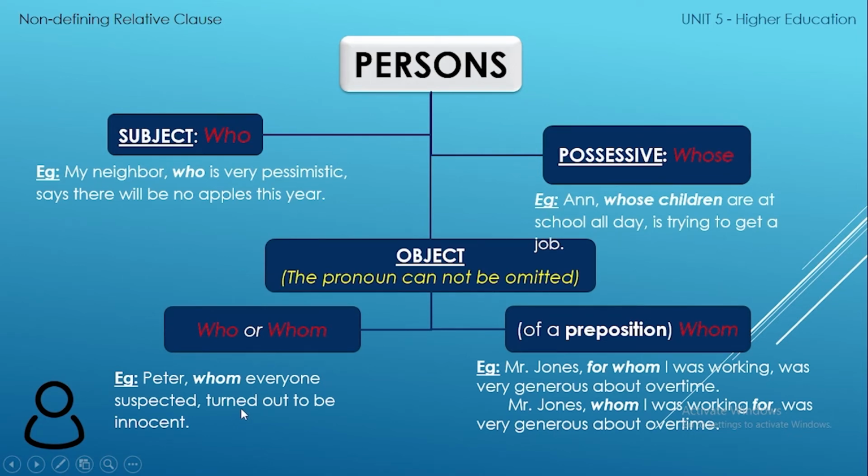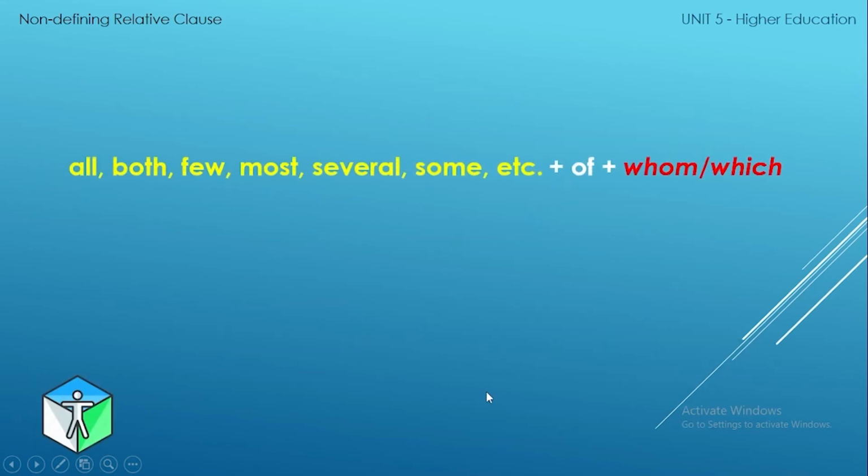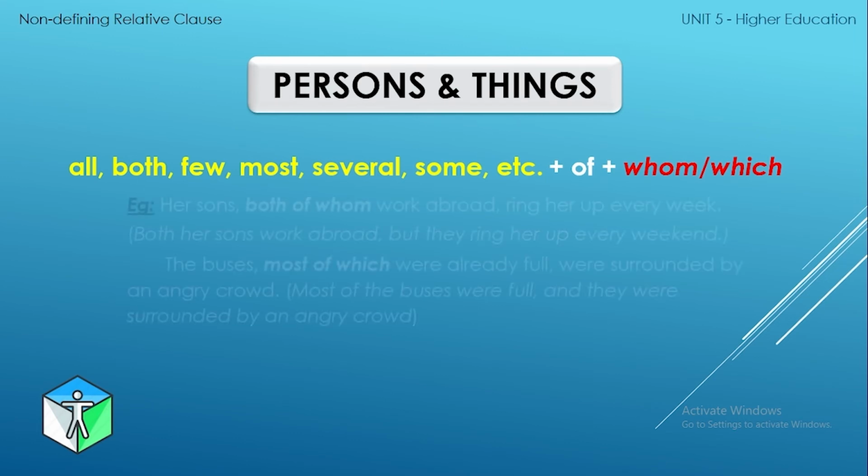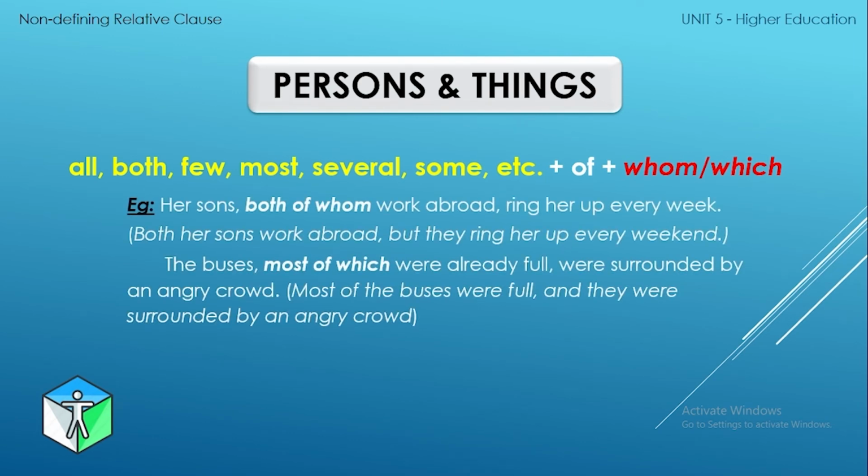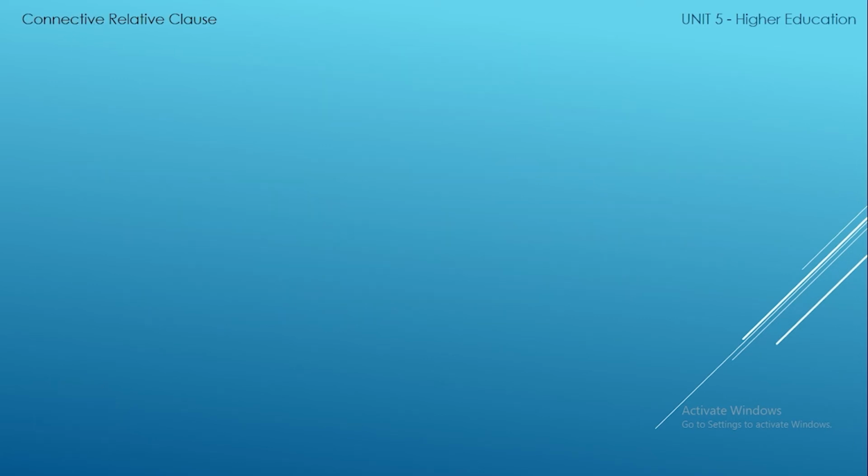Now, we can place a preposition right before whom. For example, Mr. Johns, for whom I was working, was very generous about overtime. We can also apply all, both, few, most, several, some, etc., plus of whom or of which. For example, her sons, both of whom work abroad, ring her up every week. The buses, most of which were already full, were surrounded by an angry crowd.